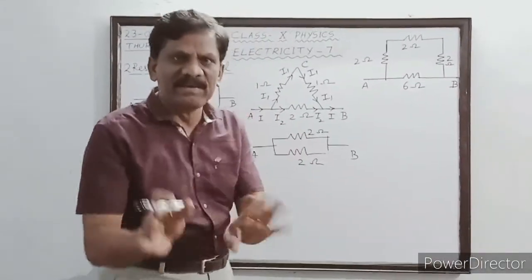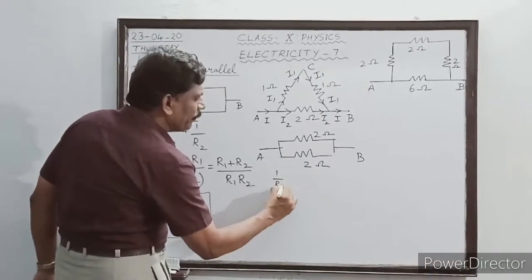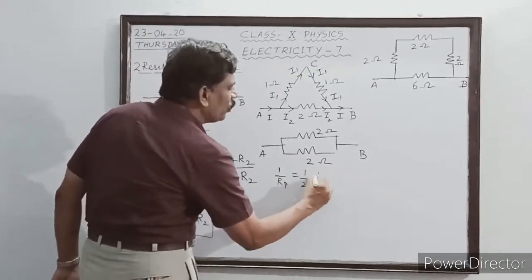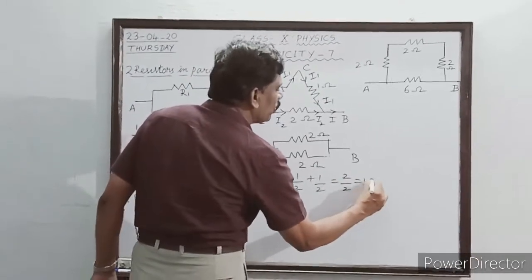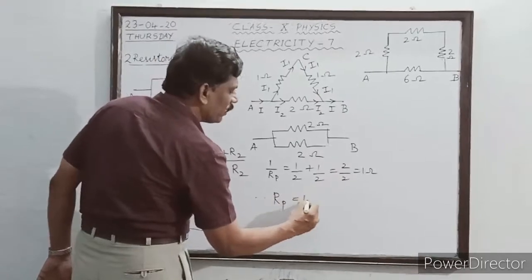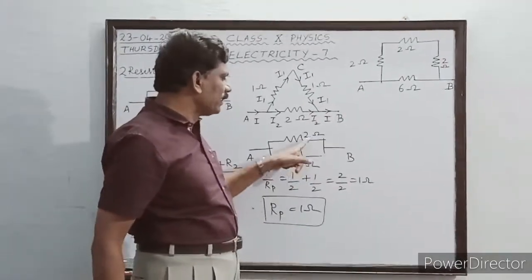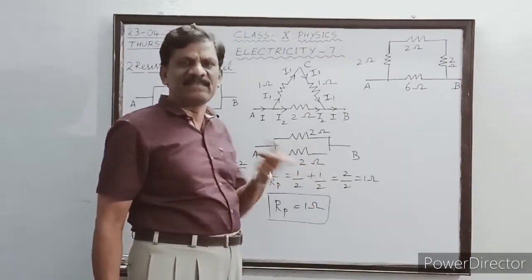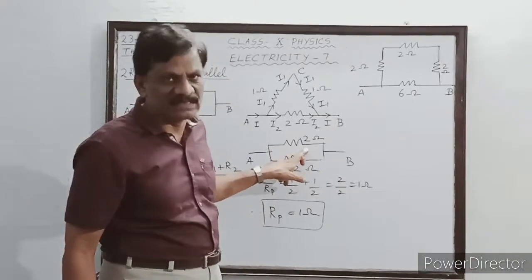Anyhow, let us verify by formula for your understanding. So 1 by R parallel is equal to what? 1 by 2 plus 1 by 2 is equal to 2 by 2, that is equal to 1 ohm. Therefore R parallel is equal to the reciprocal of 1, also what? 1 ohm. So when two equal resistors are connected in parallel, the effective resistance will be 50% of the value of any one resistor.